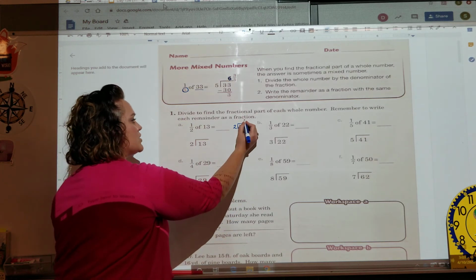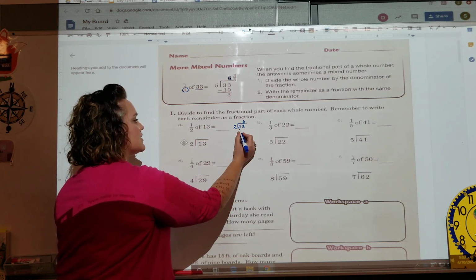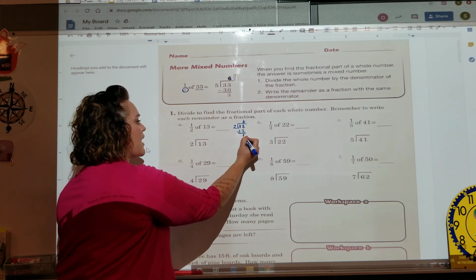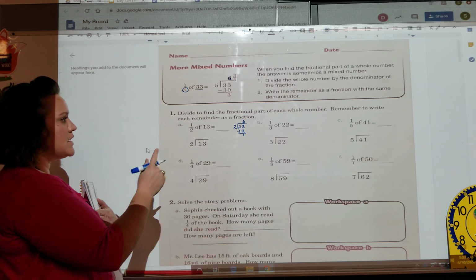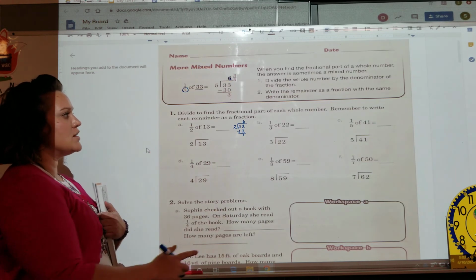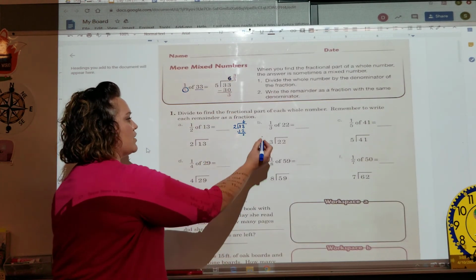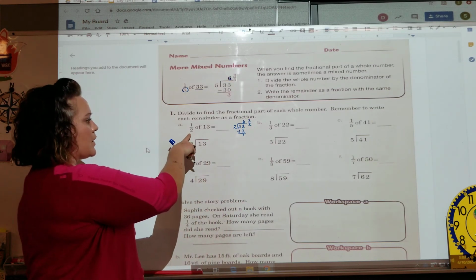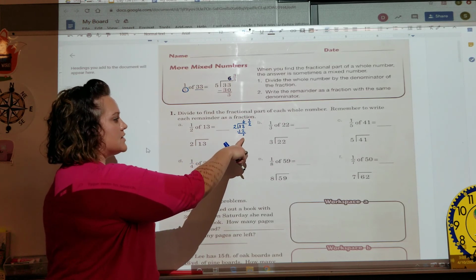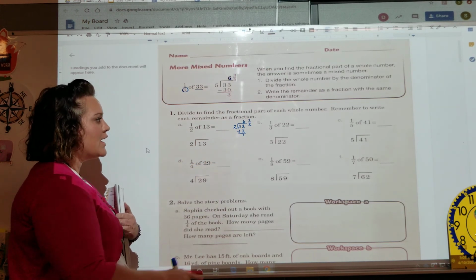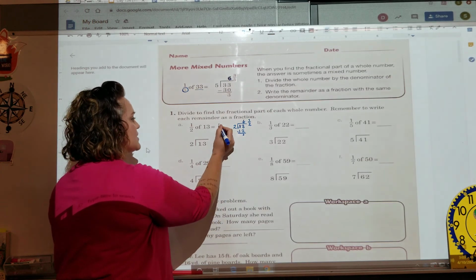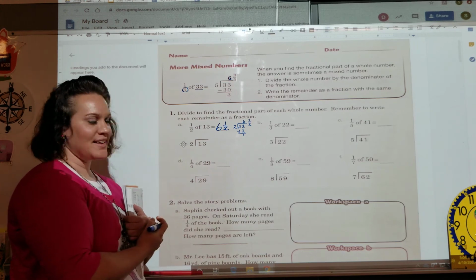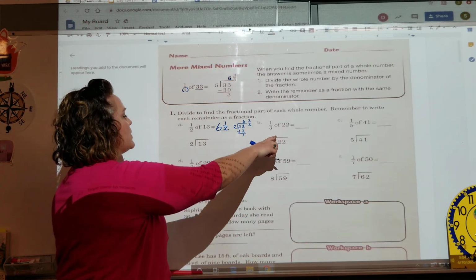That's a simple one for us to do. We have 6. 6 times 2 equals 12. Then we subtract it, and we have 1 left. So then we take our second step, write the remainder as a fraction with the same denominator. 1/2. This is where we get our denominator. This is where we get our numerator. We take the mixed number and write it in the answer blank. 6 and 1/2.